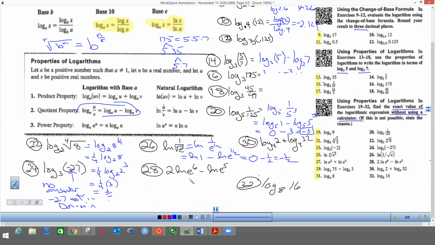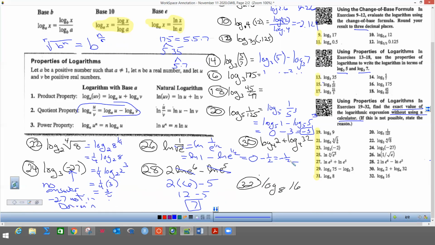Coming over here to this one, again, we got a 2 in front. Natural log and e cancel each other out, so that's 2 times 6. Then we got a minus. Those two things cancel each other out, so that's a 5. And I get 12 minus 5 is 7.